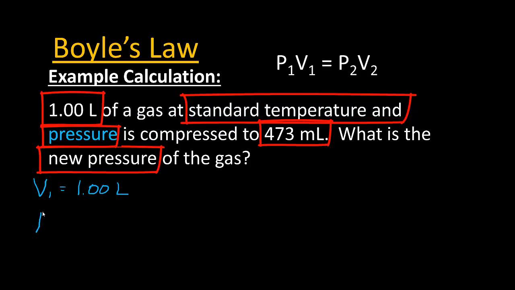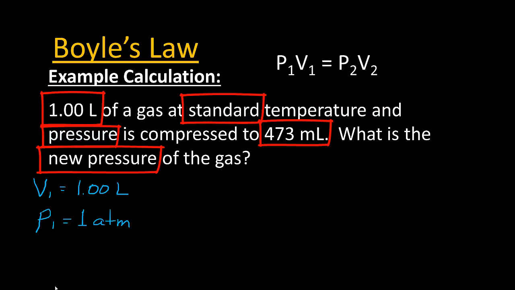So let's write that down. Standard pressure is 1 atmosphere. And since temperature is not mentioned anywhere in here, we are going to assume that it stays constant at 0 degrees C. Now our new volume, V2, is 473 milliliters.